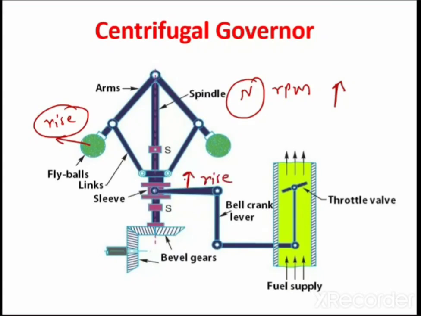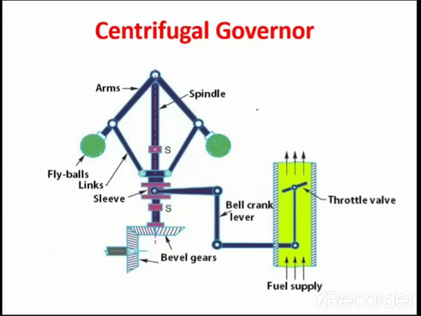So as the speed increases, the fly masses and the sleeve will rise. They will lift from that position. The sleeve will lift upward and the fly masses will move outward. So you can call it outward, or you can call it a rise or upward. Is it clear? This is the first statement that I have explained to you.